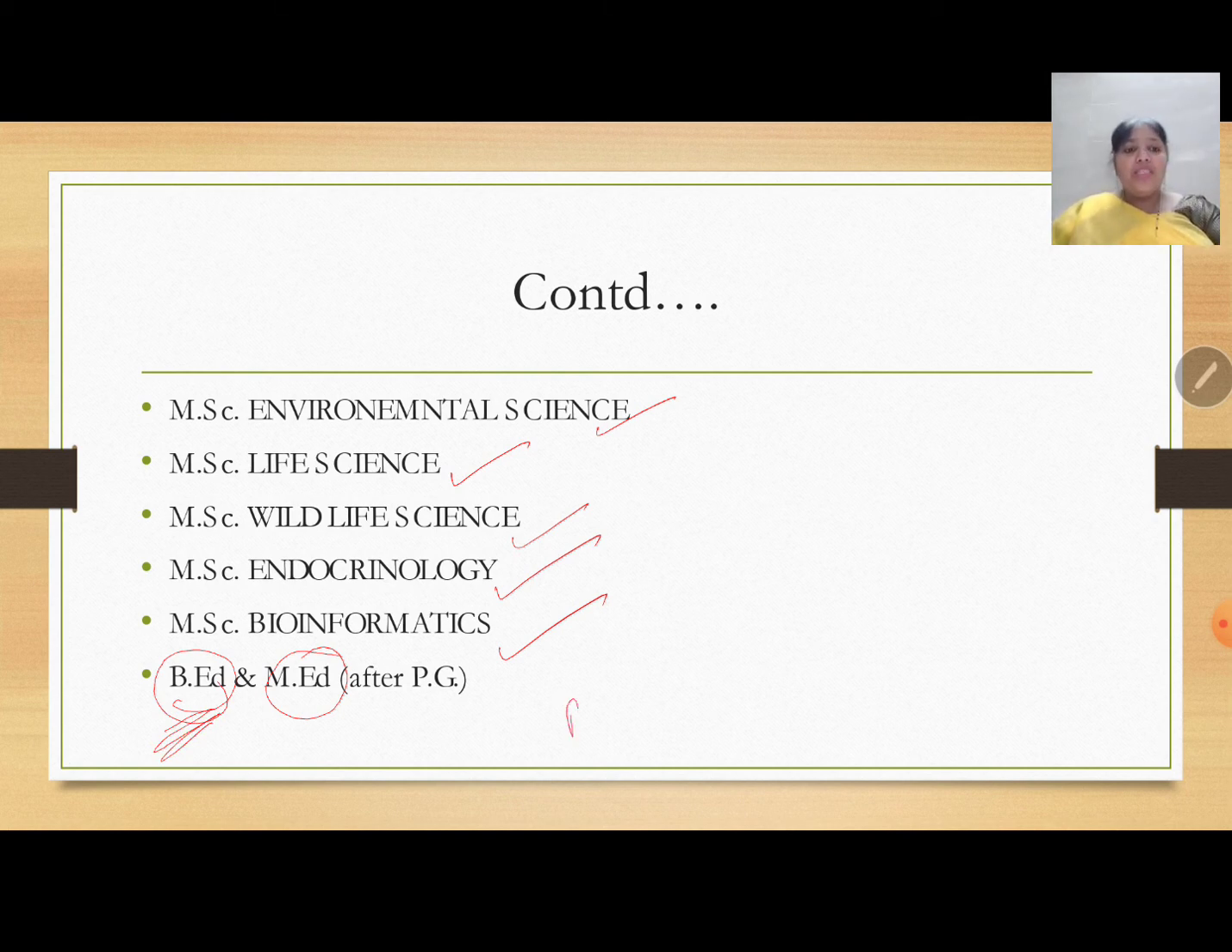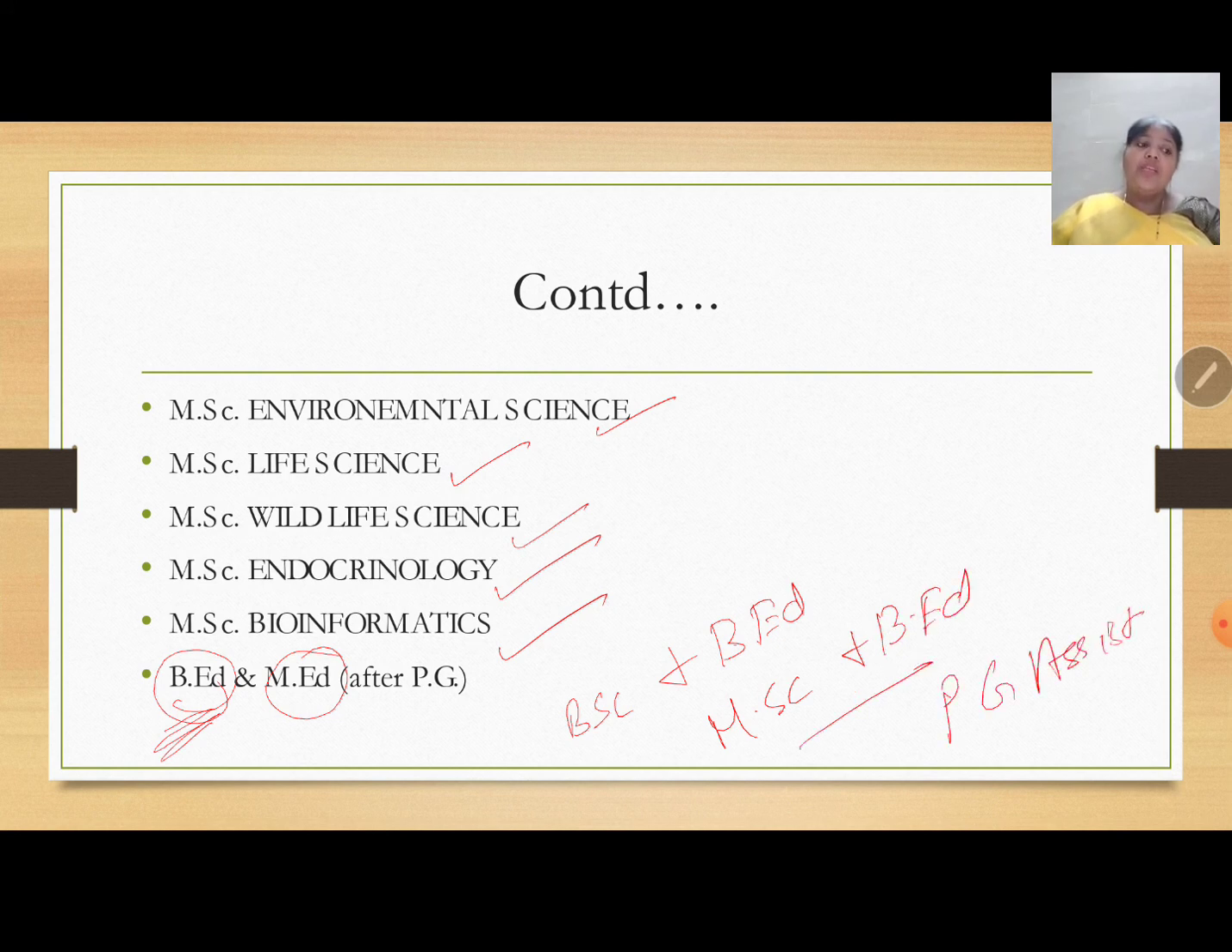So if you do a BSc Zoology and then do a B.Ed, you are eligible for any school teaching jobs. And if you do MSc Zoology and a B.Ed, you are eligible for PG assistant. That is, you can teach for higher classes. Your salary will be much better. And if you are planning to go into a teaching field, always go in the same subject for your PG subject. For example, if you do BSc Botany, do MSc Botany. BSc Zoology, MSc Zoology. If you are planning for teaching, let it be college teaching or school teaching.